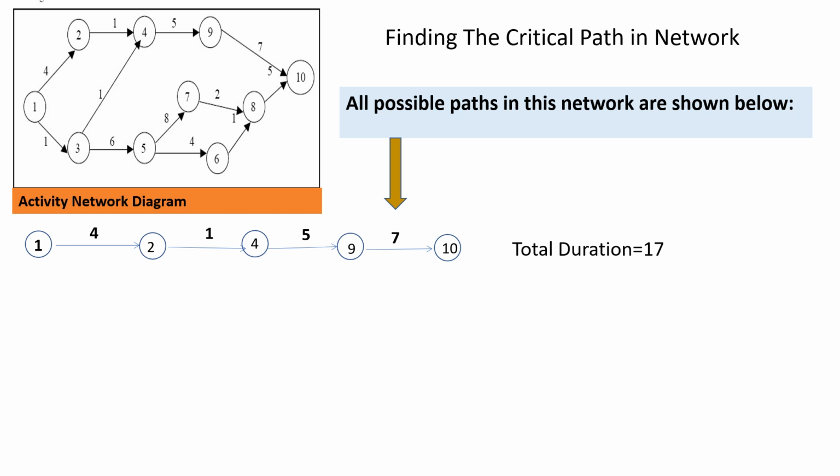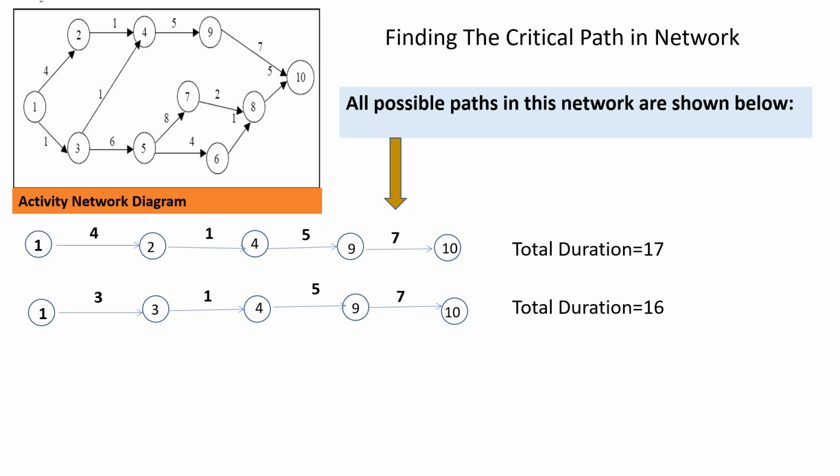The second possible path in this network is 1 to 3, 3 to 4, 4 to 9, 9 to 10. This is the second possible path. Now duration of activity 1 to 3 is 3. Duration of 3 to 4 activity is 1. Duration of 4 to 9 activity is 5. Duration of 9 to 10 activity is 7, which totals up to 16. So total duration of the second path is 16.